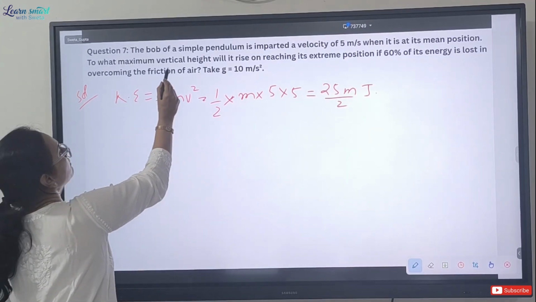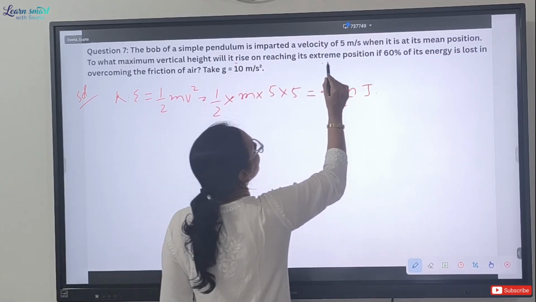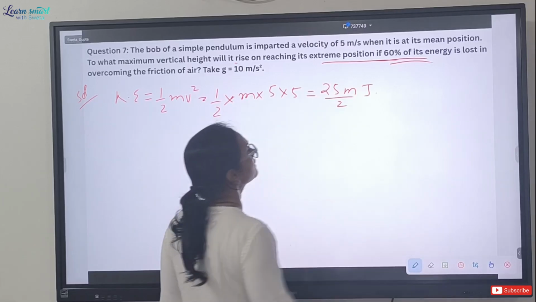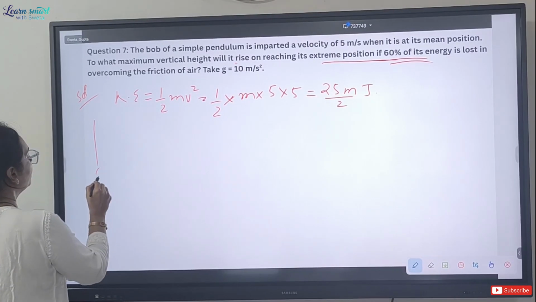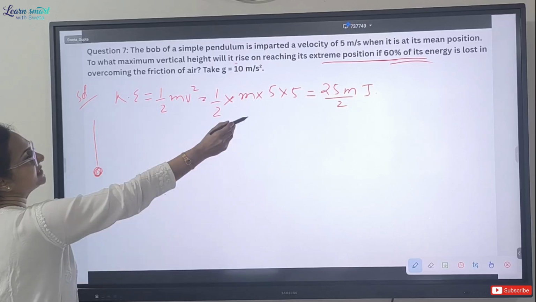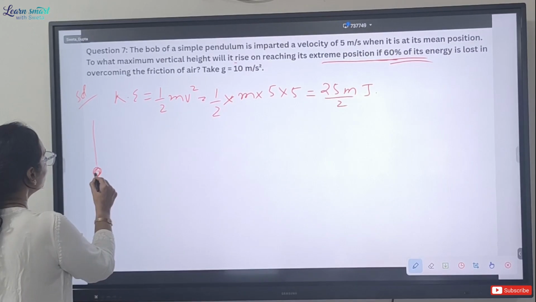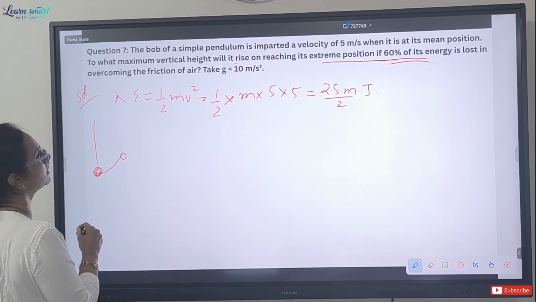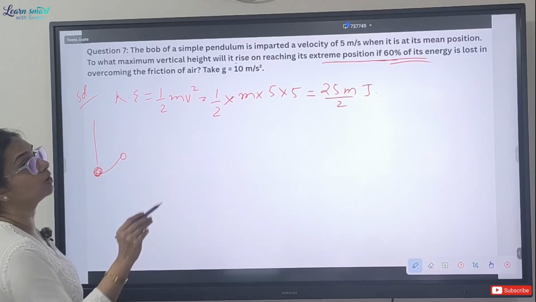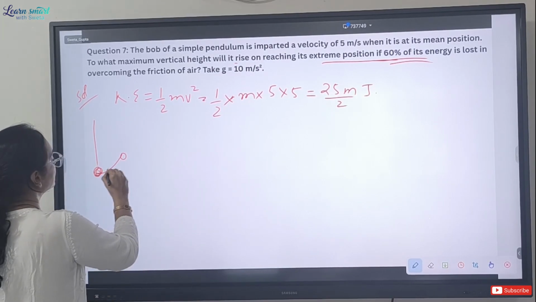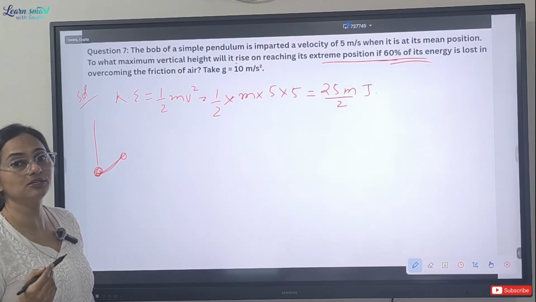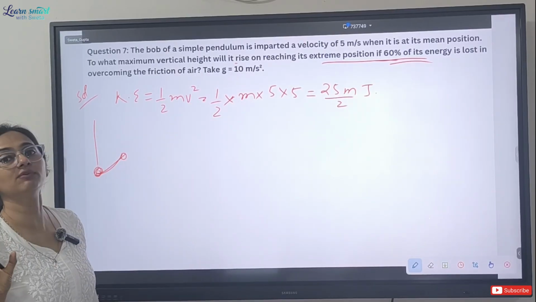Now, to what maximum vertical height will it rise on reaching its extreme position? 60% of the energy is lost in overcoming the friction. Now this pendulum, when it was at the mean position, its energy is that much. It is going from here to the extreme position. Its 60% energy is lost, which means only 40% energy goes to this height. So we will calculate the energy which is equal to 40%.